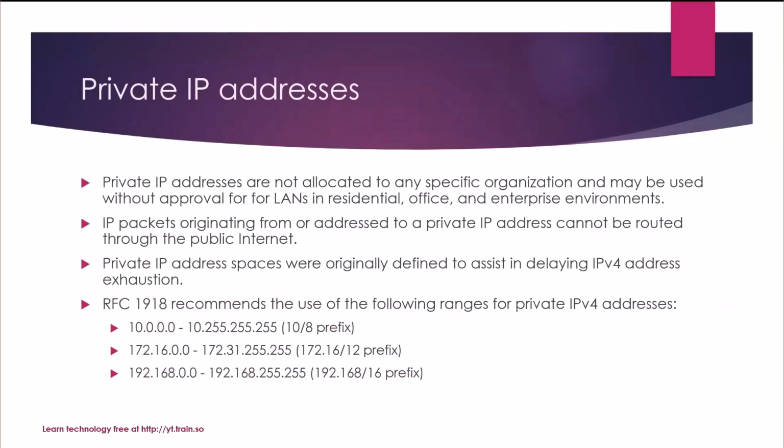Okay, so then this concept of private IP addresses. Private IP addresses are not allocated to any specific organization. The other public IP addresses we saw, right? A range is allocated to maybe Amazon or Azure and all these companies. So these private IP addresses may be used without any approval. IP packets originating from or addressed to private IP addresses cannot be routed through the public internet. So from within your corporate network, if you search for what is the IP address in your machine, you might see one of these ranges.